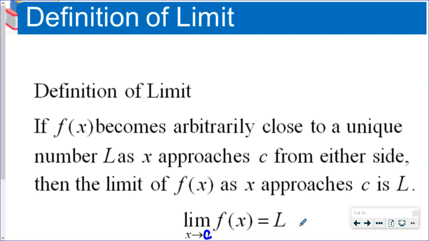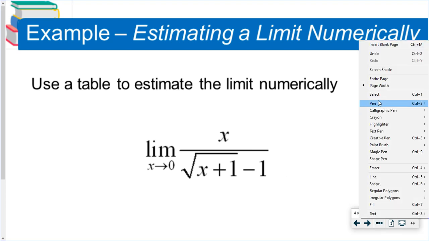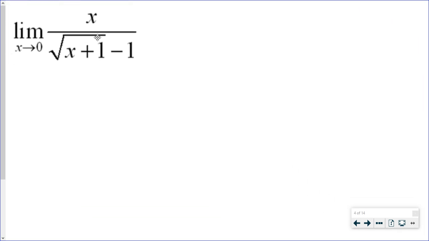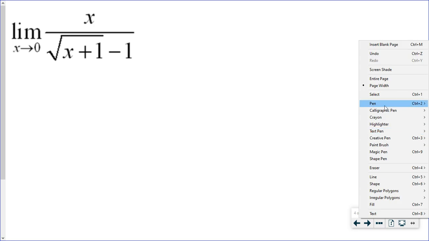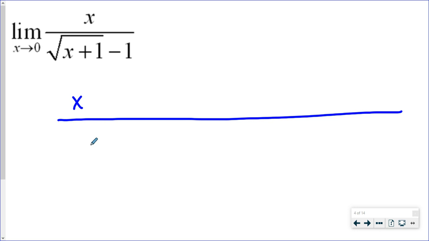So that is our definition of a limit. Okay, so it says use a table to estimate the limit numerically. When they talk about using a table, let me see if I can move this stuff up here. So we're going to be using a table, and we're doing the limit as x approaches 0. We're going to have some x, and we're going to have our f of x, which of course is just our y.